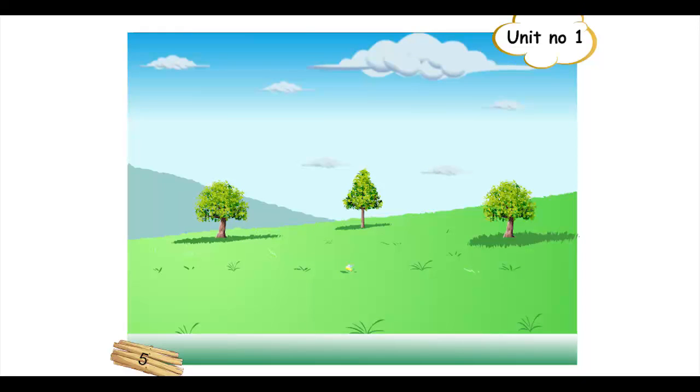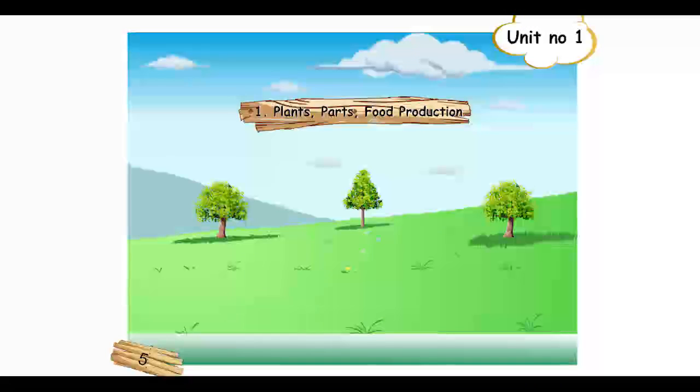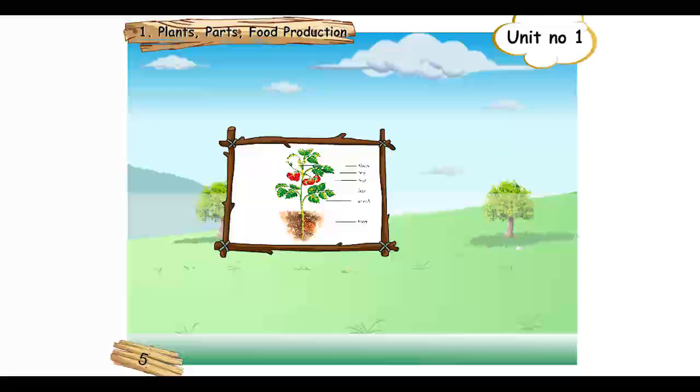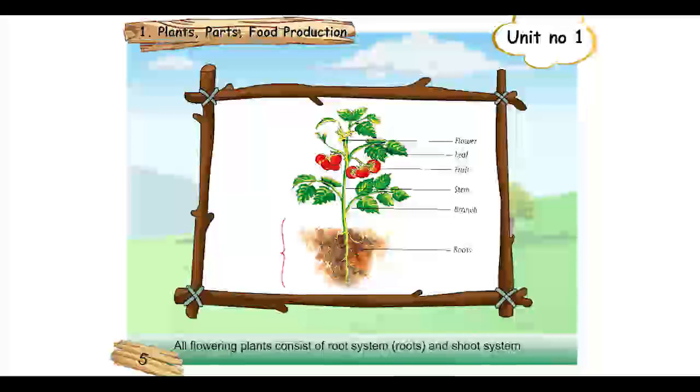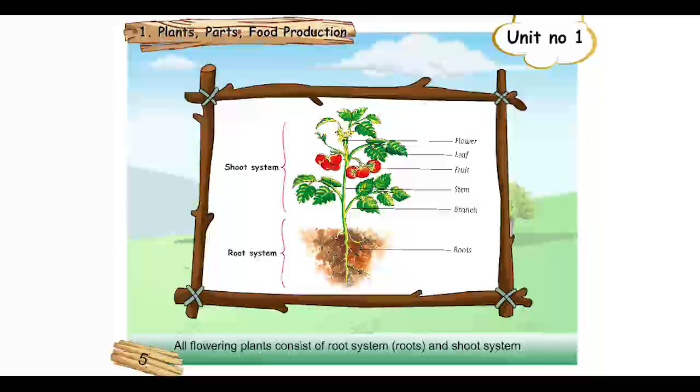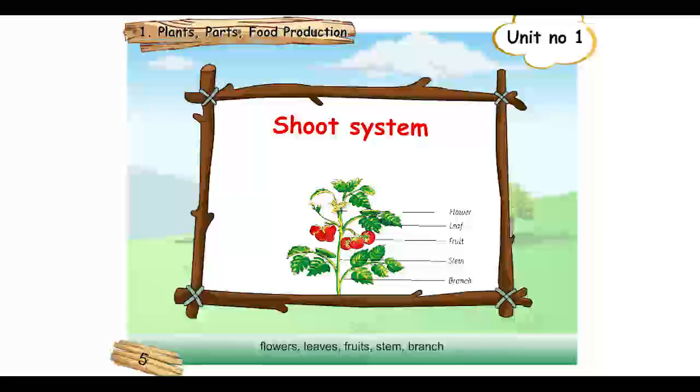Unit 1, Chapter 1, Plant Parts, Food Production. All flowering plants consist of root system or roots and shoot system: stem, branches, leaves, flowers and fruits. Some plants do not bear flowers. Shoot system: flower, leaf, fruit, stem, branch.